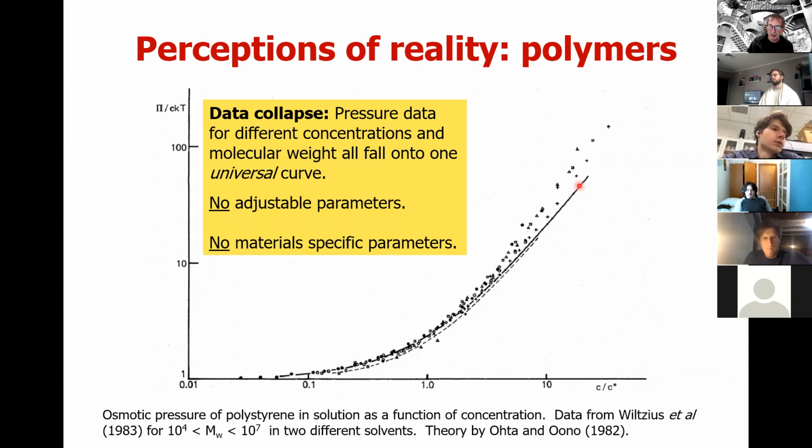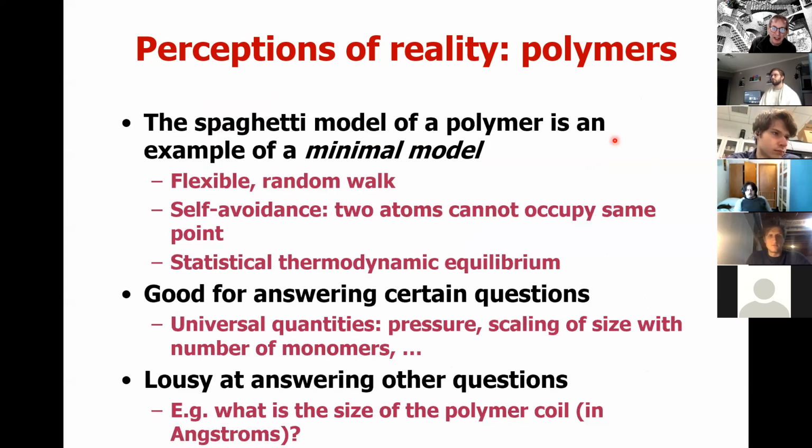So what this tells you is this: if you want to know the osmotic pressure of a polymer, you could either say, I want to know what that pressure is in pascals, or I want to know how it varies as a function of concentration. It doesn't matter what the nature of the polymer is, they will all fall onto a universal curve. And so that's the idea that one can use minimal models to make actual experimental predictions.